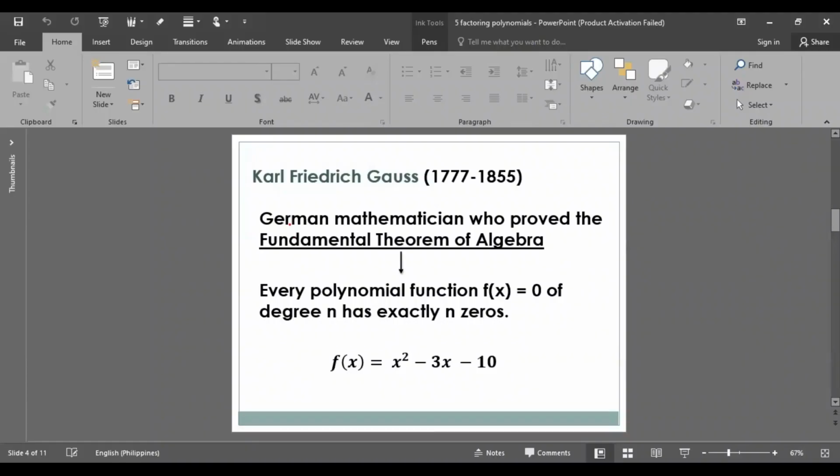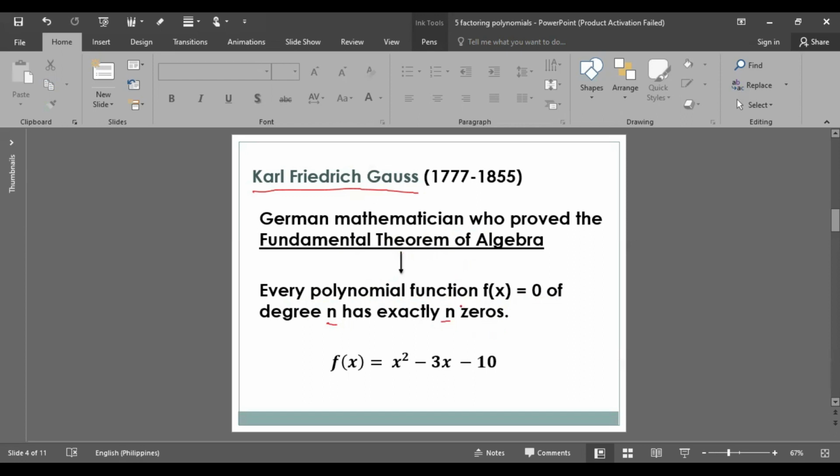To start this lesson video, let me first introduce to you this person, Carl Friedrich Gauss. He is a German mathematician who proved the fundamental theorem of algebra, wherein every polynomial function f of x equal to 0 of degree n has exactly n zeros.